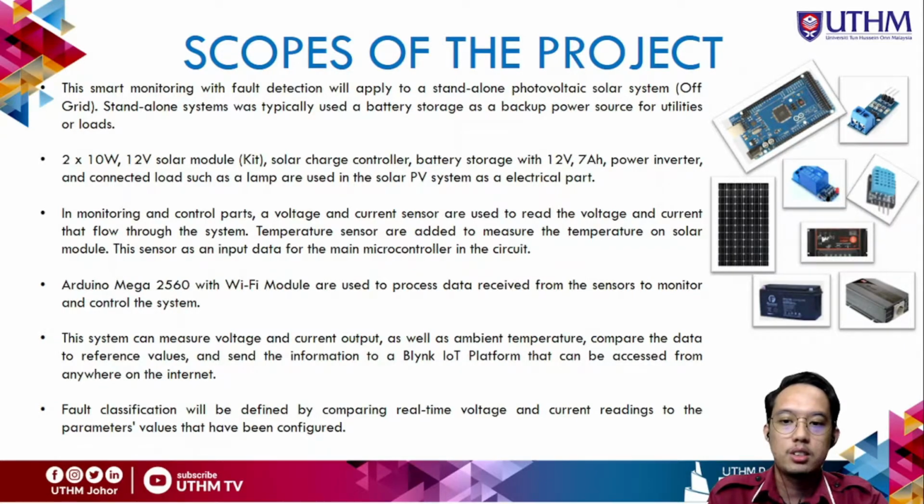For the third, the system can measure voltage and current output as well as ambient temperature, compare the data to reference values, and send the information to the Blynk IoT platform, which has been chosen for access from anywhere on the internet. For the last one, fault classification will be defined by comparing real data voltage and current readings to the parameter values that have been configured.